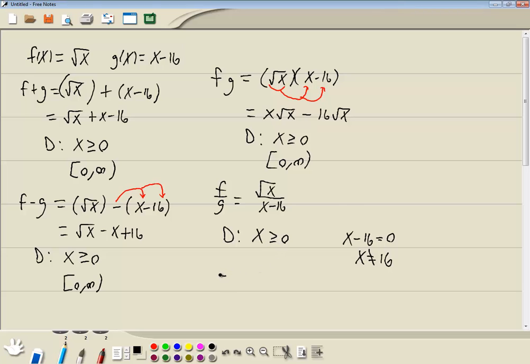So, interval notation-wise, this is going to go from 0 to 16, parentheses, union, and then parentheses 16 to positive infinity. Again, the bracket on the 0 because there's a line underneath. It does not include 16, so that's why I go to 16, I do parentheses, union, parentheses 16. Those parentheses mean it doesn't include 16. And that would be our domain.